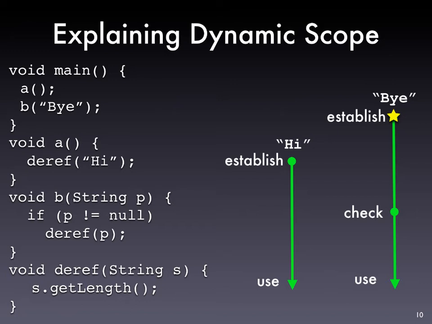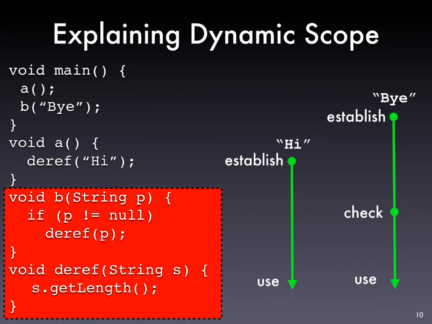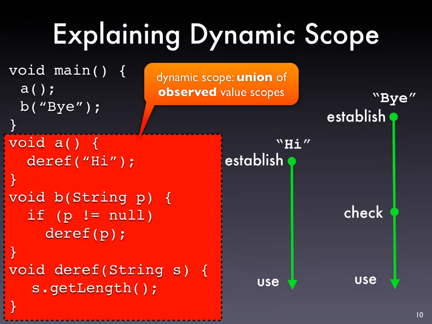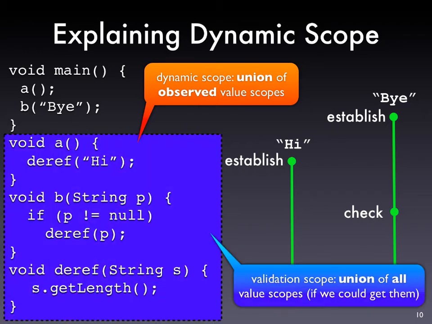Then, for the value, it's initially established in the main method. It's then passed to the B method, which compares that value to null, and then passes it to deref where it's used. In this case, the dynamic scope includes only B and deref, because the check makes it so that it doesn't matter what happened in main. The union of these two observed value scopes is our dynamic scope. And if we could get it, the union of all such value scopes would be the validation scope.